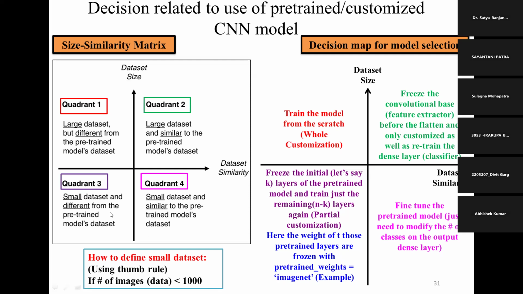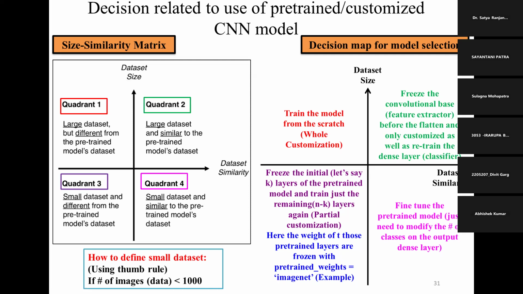If you have a small data set that is very different from the pre-trained data set, you can go for creating some layers from the convolutional layer; some convolutional layers you can tune, as well as the dense layers. And if you have a small data set that is similar to the pre-trained model, just use the pre-trained model with a little bit of hyperparameter tuning. So this is the concept of considering the size-similarity matrix.